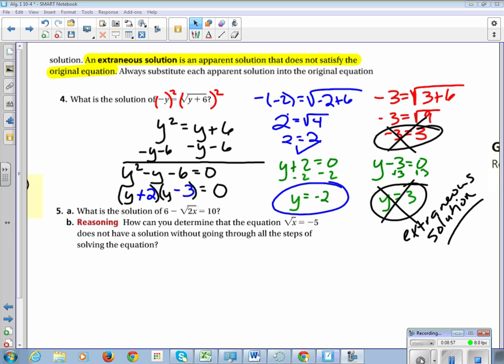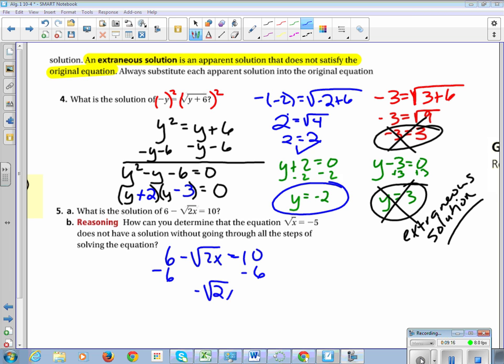All right, so this is our last one. What is the solution of 6 minus root 2x equals 10? So I'm going to write that here: 6 minus root 2x equals 10. I want to isolate everything away from the square root. I'm going to subtract 6 from both sides, and I'm going to divide everything by negative 1 so I can get rid of the negative here.